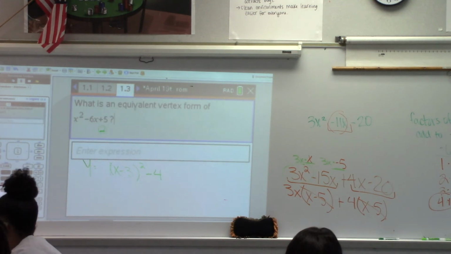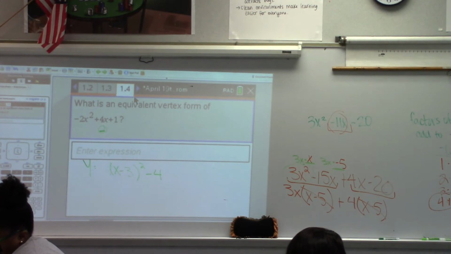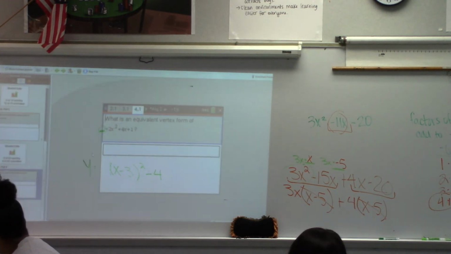Okay, one more practicing in vertex form. I want you guys to figure this one out for yourselves a little bit more. Do what we just did, but figure it out yourself. And I'm around to help.